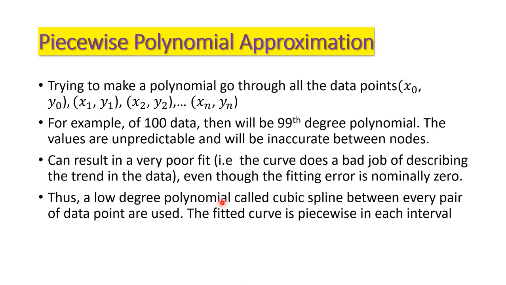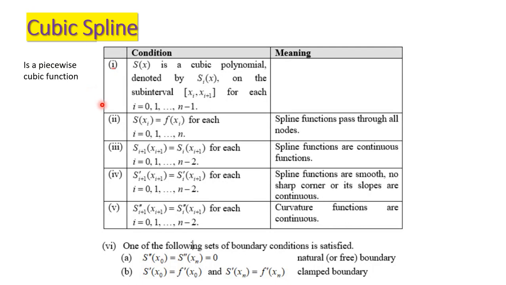Thus, a low degree polynomial called a cubic spline between every pair of data points is used. The fitted curve is actually piecewise in each interval. Between every two points, x0 to x1, we construct a cubic polynomial. So x1 to x2, another cubic polynomial, and xn minus 1 to xn is a cubic polynomial. So a cubic spline is actually a piecewise cubic function between every two nodes.